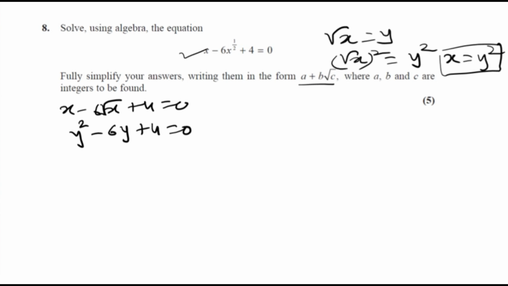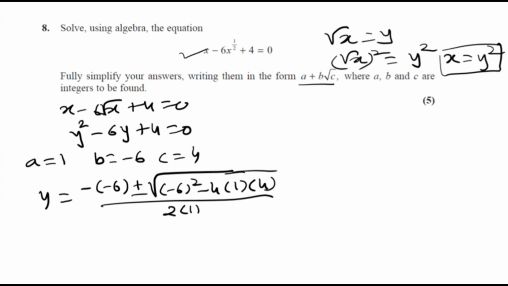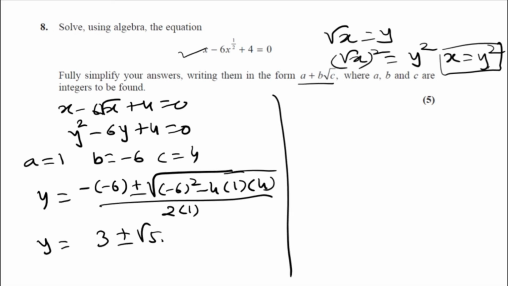So we have to use the quadratic formula, that is the easy way. So a is equal to 1, b is equal to minus 6 and c is equal to 4. Put this into the formula: y is equal to minus 6 plus or minus the square root of 6 squared minus 4ac, over 2 times 1. So you will get two values of y, which is 3 plus or minus root 5. So this is the answer for y.